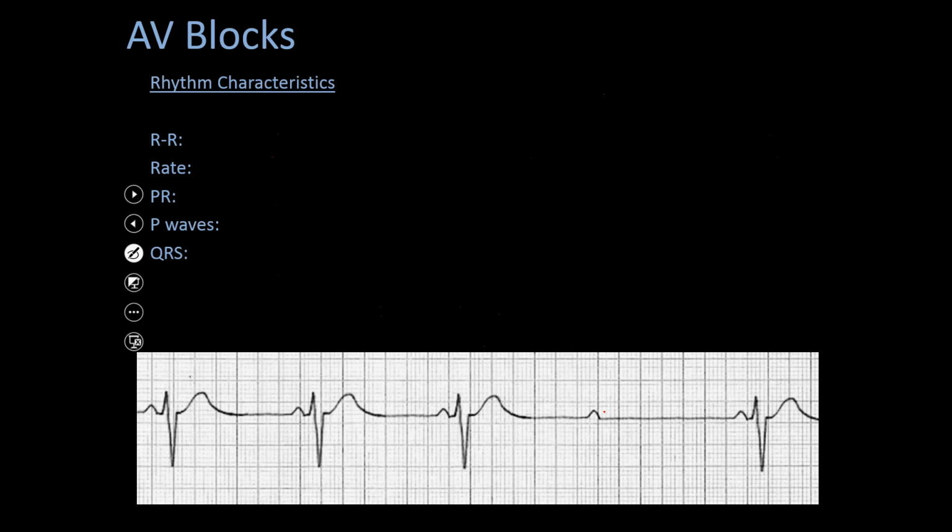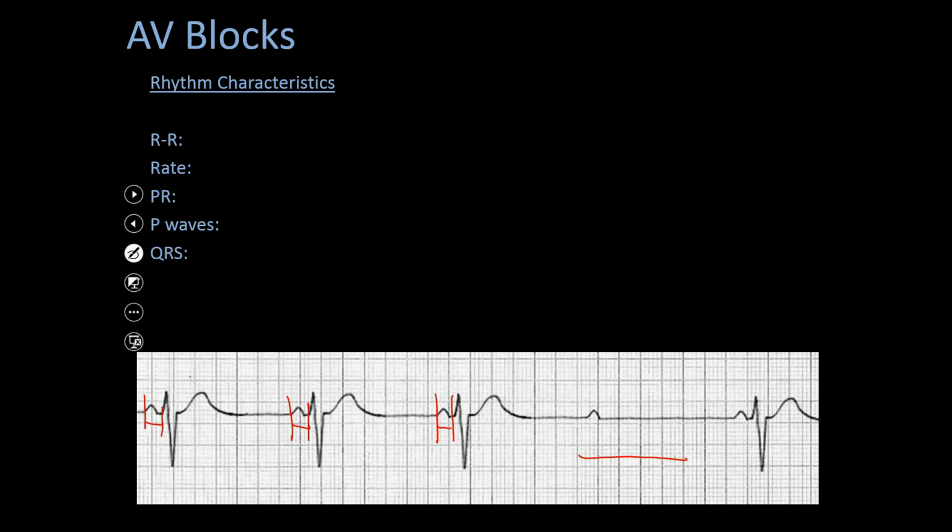Now let's take a look at an example strip of second degree AV block type 2. Now you can look in this strip at the PR. Looks pretty consistent to me. Does not look like it's getting longer. And then you see a P wave with no QRS complex.